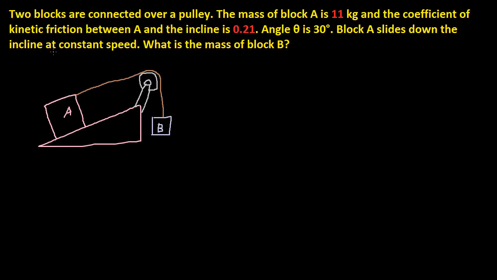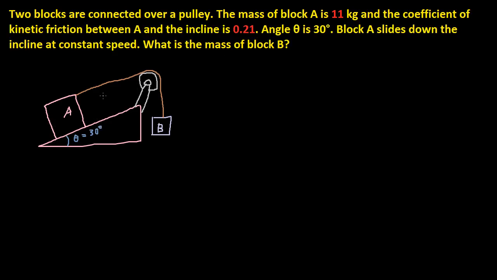Hello, so we have this figure here, and it says two blocks are connected over a pulley. The mass of block A is 11 kilograms, and the coefficient of kinetic friction between A and the incline is 0.21. And angle theta is 30 degrees. Block A slides down the incline at a constant speed. What is the mass of block B?